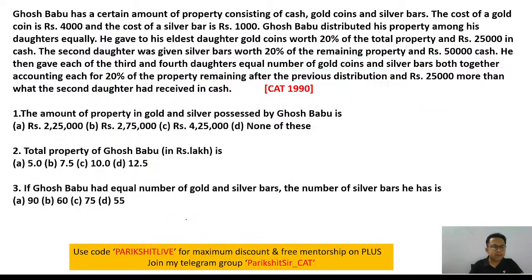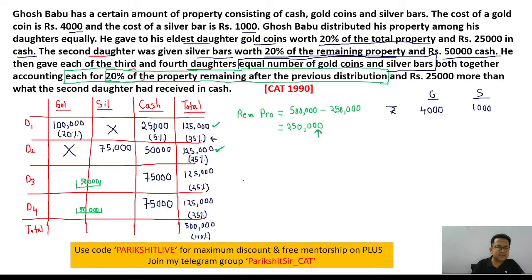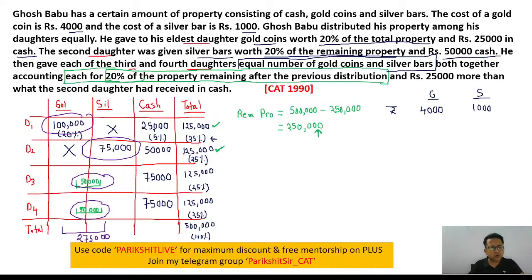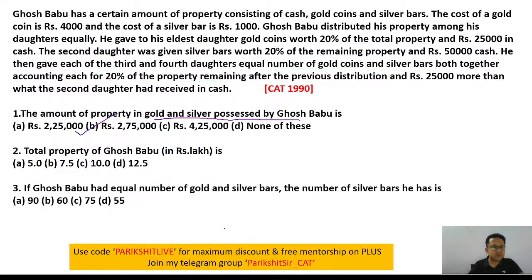Number one, the amount of property in gold and silver possessed by Ghosh Babu. What is the total of gold and silver? If you add up, 1 lakh plus 75,000, 1 lakh 75 plus 50, 2 lakh 25 plus 50, 2 lakh 75. So the total of gold and silver is 2 lakh 75,000, which is option B. Next, total property of Ghosh Babu, we already calculated that 500,000 or 5 lakhs. In lakhs, the answer is option A.